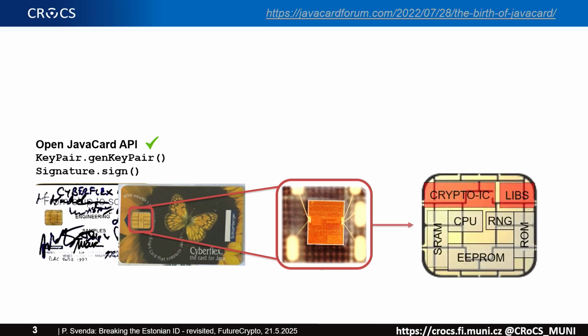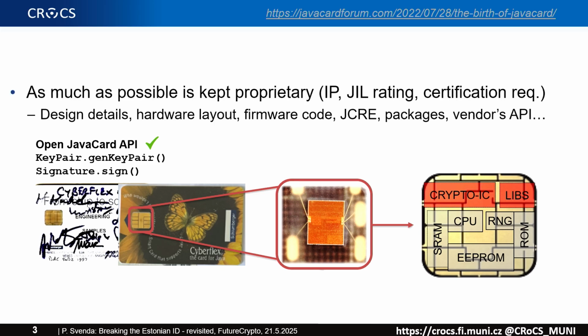And inside that, you have a rough understanding of what's there. There is some CPU, some random number generation, some memories. There are also some cryptographic accelerator circuits, some implementation of libraries, but much is unknown. The exact details of how it's done are unknown. And the reason is that there are multiple factors. IP protection for vendors, because making hardware is expensive.